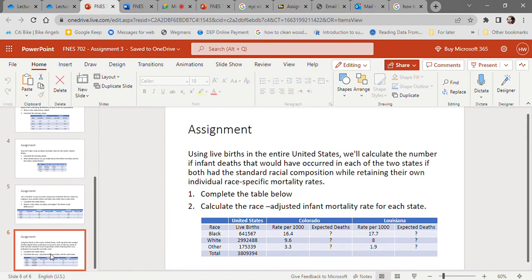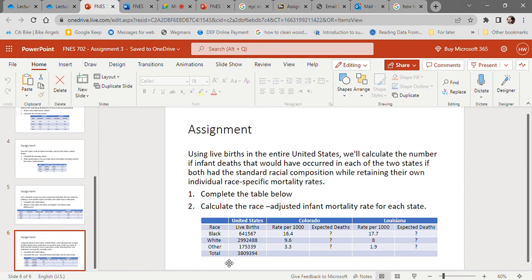And then last but not least, again, very much paying attention, using live births in the entire United States, we calculate the number of infant deaths that would occur in each of the two states if both had the same racial composition while retaining our own race-specific mortality rates. So again, we have live births here from the United States. Here is the rate. This is the expected number if we followed the racial composition in the United States.